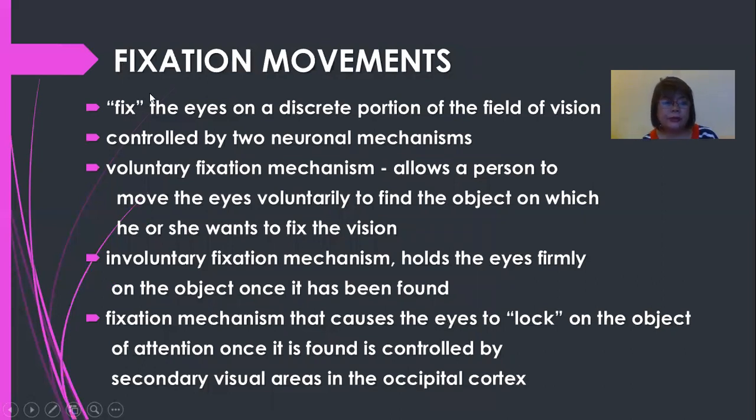Fixing the eyes on a discrete portion of the field of vision is done by fixation movements. Here you try to fix the eyes on a discrete portion of the field of vision. This is controlled by two neuronal mechanisms. You have the voluntary fixation mechanism, which allows a person to move the eyes voluntarily to find the object on which he or she wants to fix the vision.